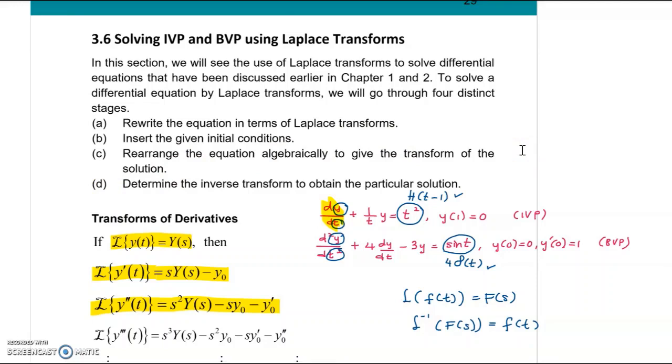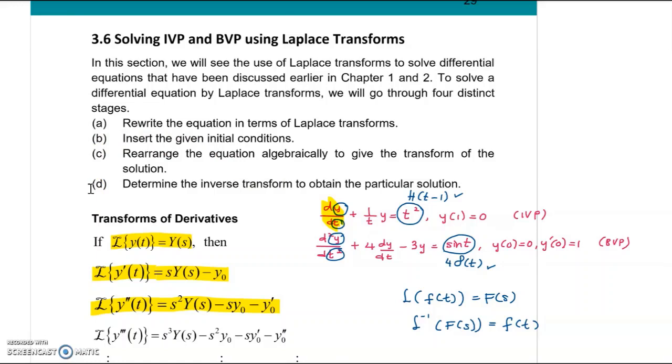Okay, because the intention of solving the IVP and BVP, if we refer to these two problems, our aim is actually to get what is y in terms of t. So we want to know what is y(t) at the end. That's why at the end, we need to find the inverse transform, because by taking the inverse, we'll get the function in terms of t. So I'll explain more on these 4 steps using the given example that you have in your lecture notes.